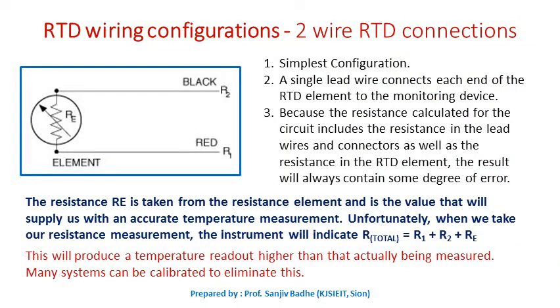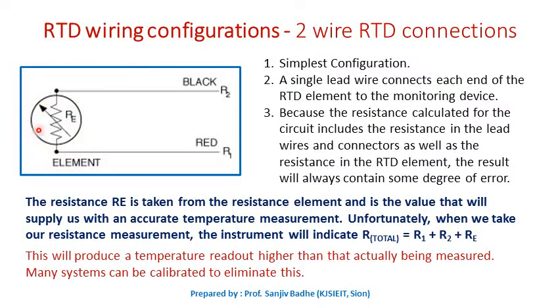Now, if we know the resistance of the sensing element, we can determine the temperature from the resistance versus temperature graph. To determine the resistance of the sensing element, we will connect that sensing element using different wiring configurations. Two wire configuration is the most simple configuration. In this two wire configuration, one wire is connected to one end of the element and the other wire is connected to the other end of the element.